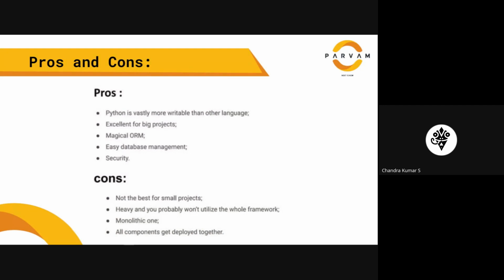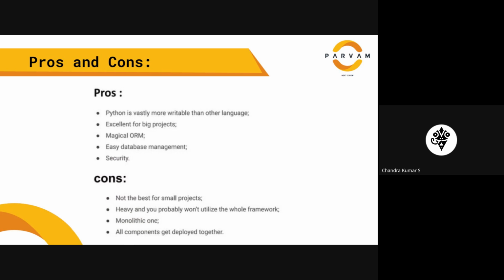For example, to get the data from the employee details, you need to write a query like select star from employee. When it comes to ORM, you just mention the model name and call the method named all, and it will get all the details. These are some of the predefined features the Django framework is giving.